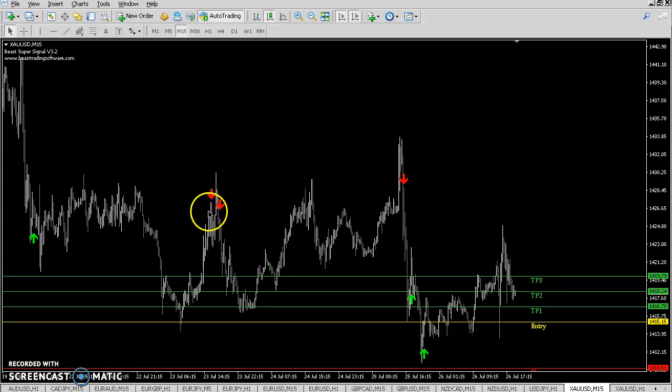This would have gone into very nice profit. Another good sell signal here. Here we had a buy signal. Also, it didn't go our way, unfortunately. And then the last signal we had was a very nice buy, which we managed to take a good profit on.